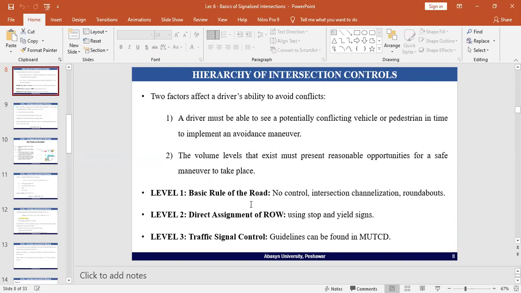If you look at level one, you are not installing any device, no traffic signals, no signs.